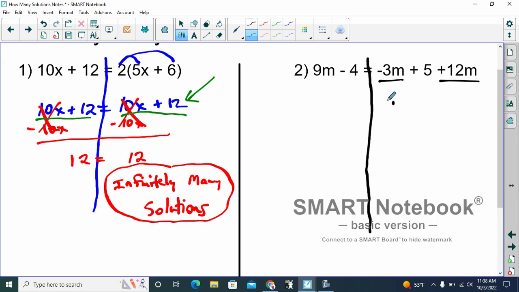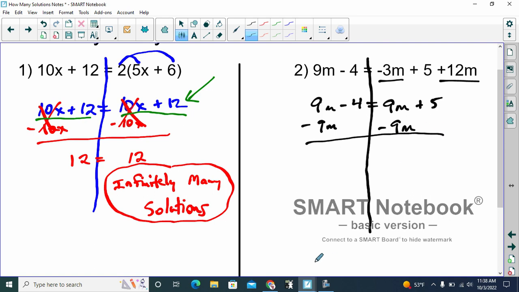Negative 3m plus 12m gives me a total of 9m. I've got m's on both sides of my equal sign. I need to move them over to the same side. I can do that by subtracting 9m from both sides. And similar to example 1, 9m minus 9m goes away, and I bring my 5 down. And 9m minus 9m cancels on this side also, and I bring my negative 4 down.